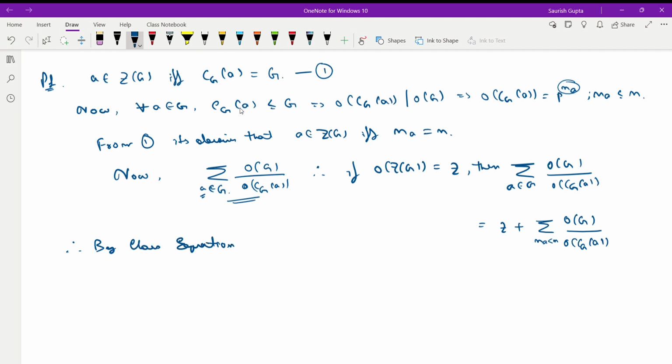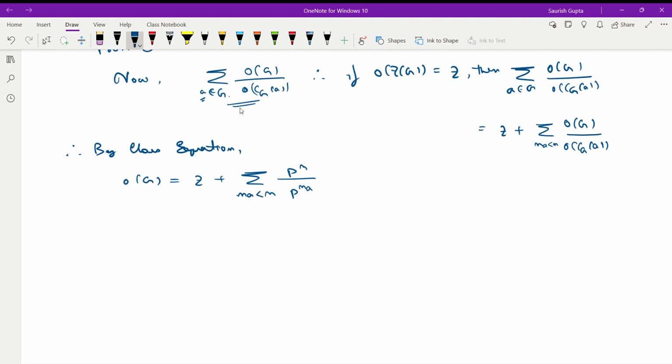Therefore, by class equation, the order of G is equal to Z plus summation over Na less than n. Now we can write it like this: P to the power n over P to the power n. Okay. Now the left hand side is P to the power n. We know it. Since P divides the LHS, P will also divide the RHS.